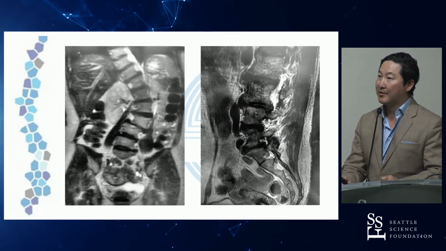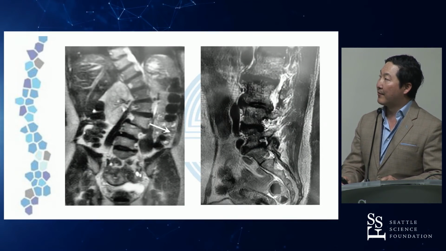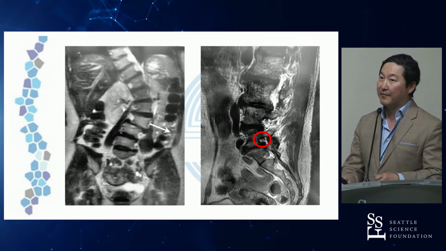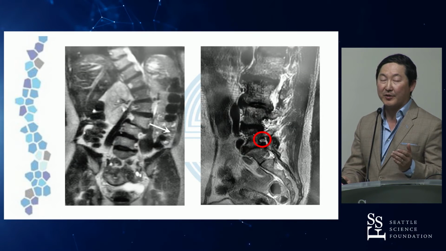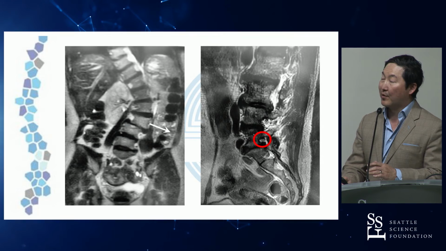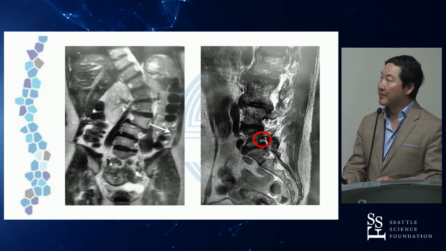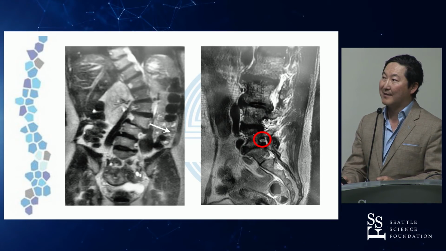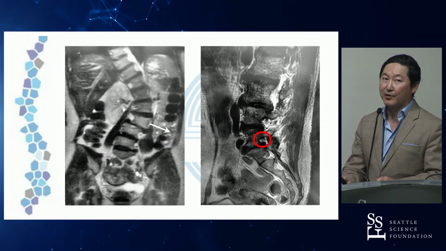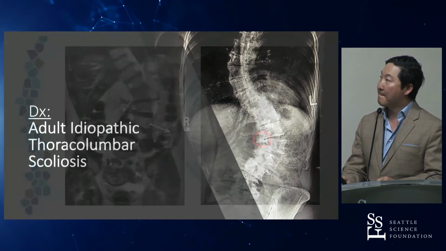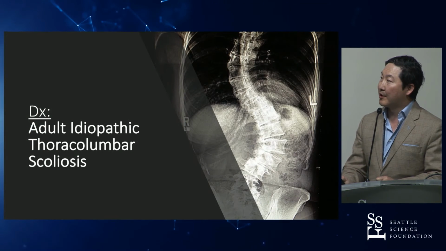And then the MRIs demonstrated evidence of lateral listhesis at L3-4, and foraminal stenosis is a very common pattern in the concavity of the lumbosacral fractional curve. And that was the reason why she was actually getting some sciatic symptoms, because of impingement of the exiting L5 and the traversing S1 nerve roots. So her diagnosis is adult idiopathic thoracolumbar scoliosis.